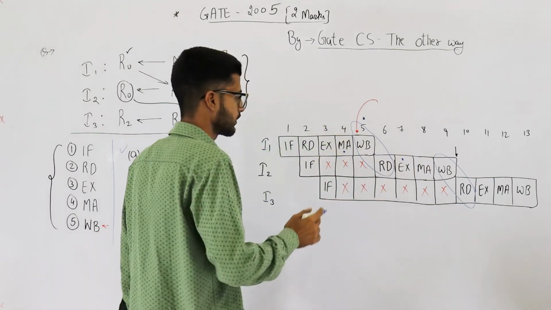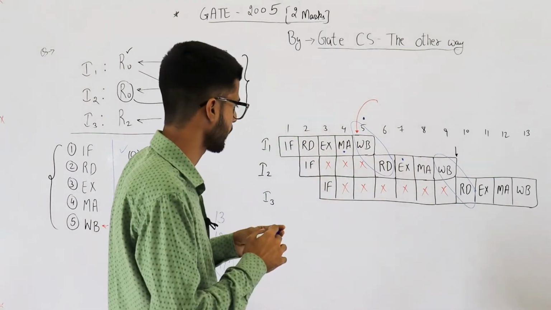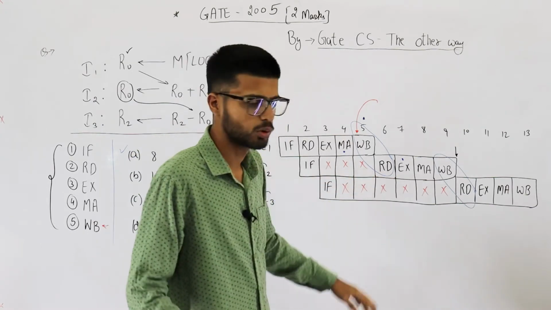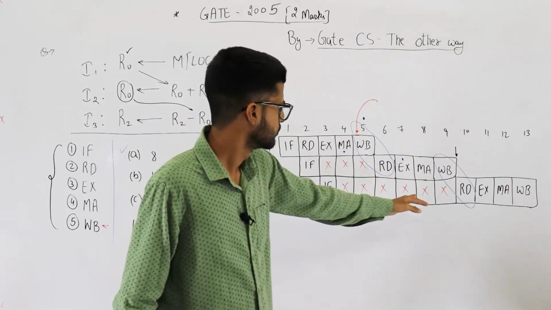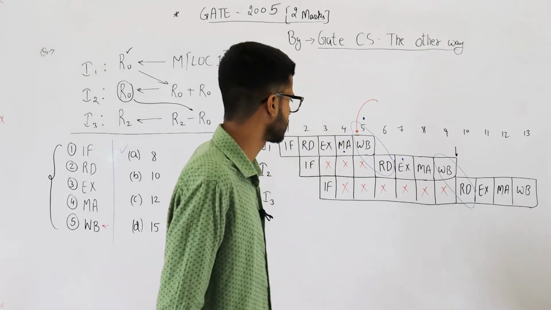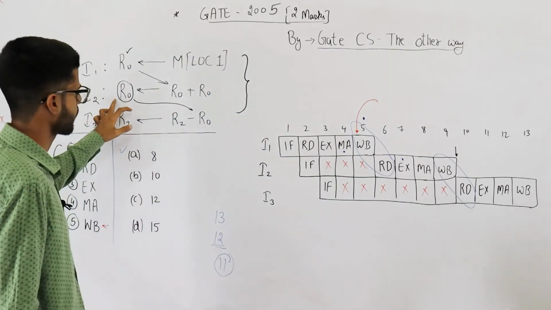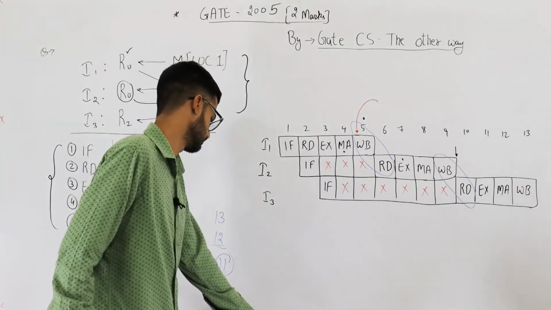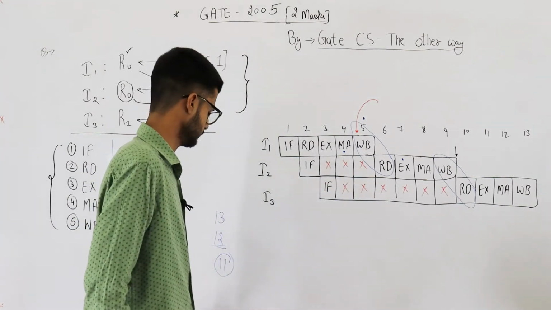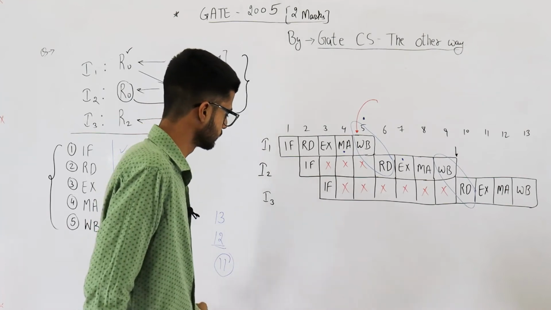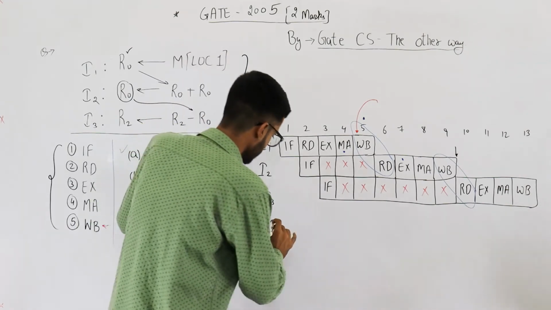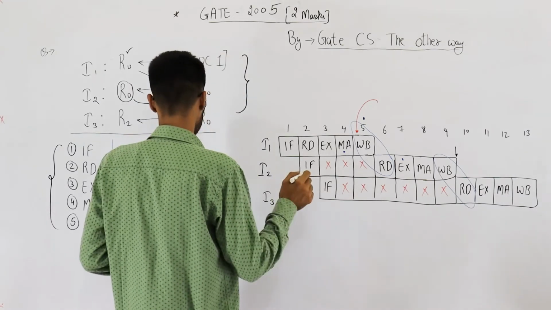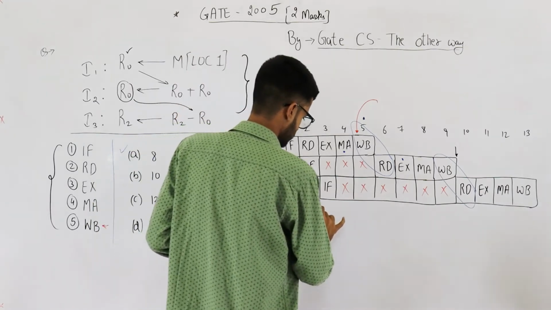Let me just draw that diagram. And how many clock cycles are we saving here? More than one, obviously. More than one will be saved here. The value is available in... Okay, anyways, let's draw the diagram only. I think I need to erase this. Okay, let's try.